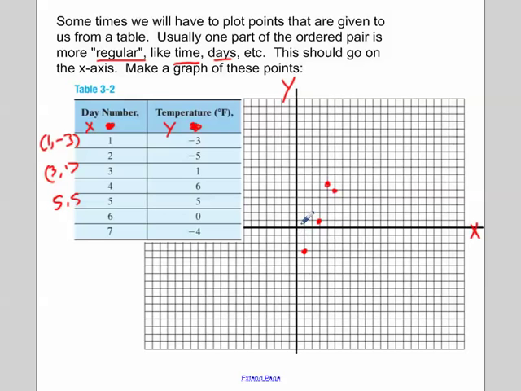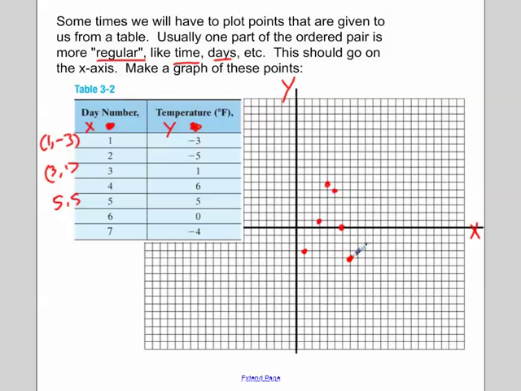6 in the x direction. 1, 2, 3, 4, 5, 6, and then 0. And then finally 7. 1, 2, 3, 4, 5, 6, 7, and -4. 1, 2, 3, 4, -4 in the y direction.